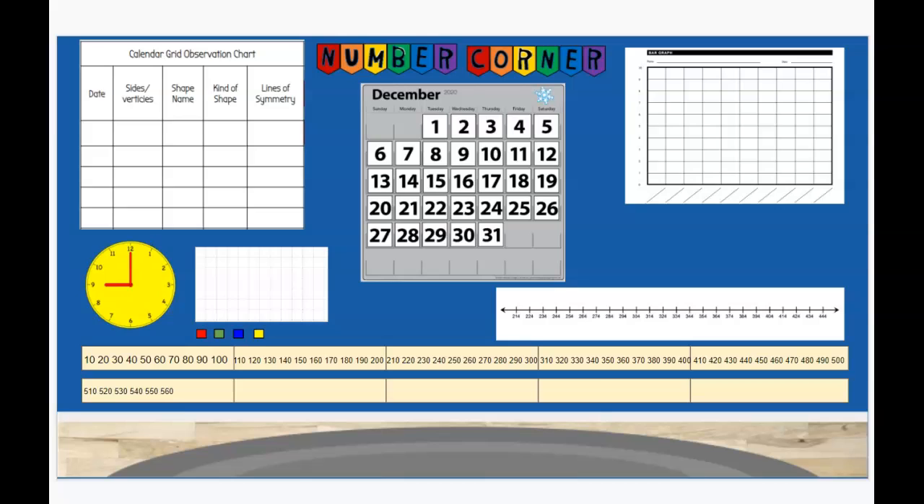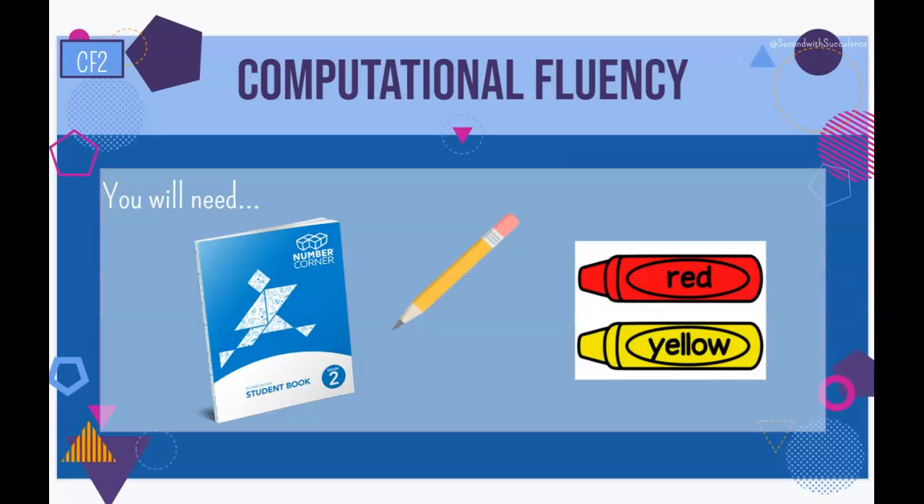But first, you're going to need a few things. You will need your Number Corner student book, a pencil, one red crayon, and one yellow crayon. You can pause the video now to get what you need.